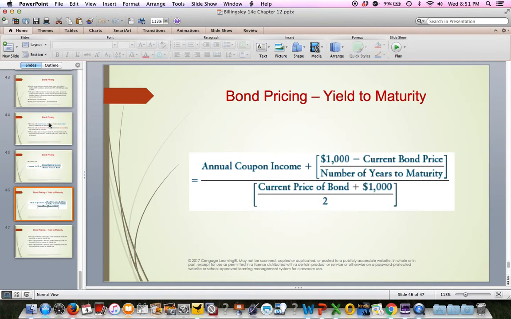Then bond pricing at yield to maturity. The formula here is you take your coupon income, your stated rate of interest that you earn, plus $1,000 minus the current price, divided by the number of years to maturity, when that bond will mature, and you divide all that by the current price of the bond plus 1,000, divided by 2, and that gets you your yield to maturity, basically the return that you will earn if you hold the bond until it literally matures, if it's 10 years from now, 30 years from now, whatever that date is.